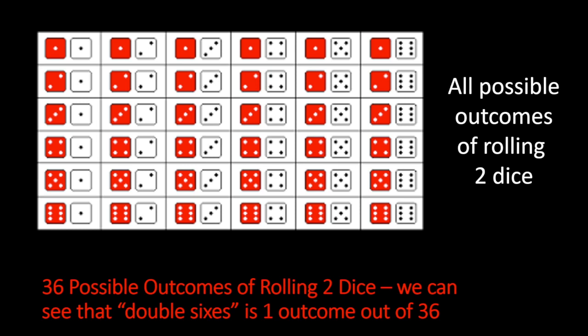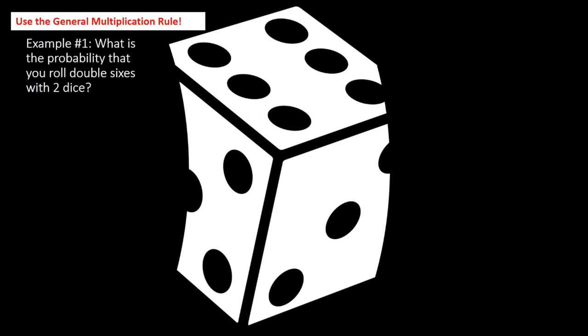So we would have just this over here that I'm trying to highlight in yellow, not very well. But we would get double sixes would be one out of the 36 possible outcomes. Luckily, we don't have to always list out all the possible outcomes. We can use the general multiplication rule, which makes it much easier and time efficient.